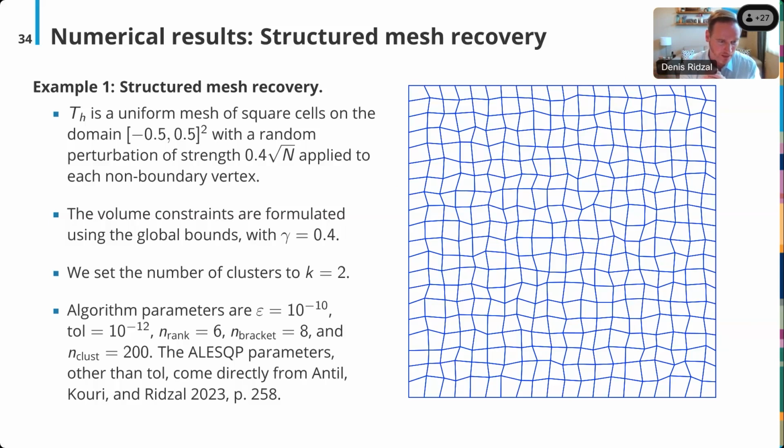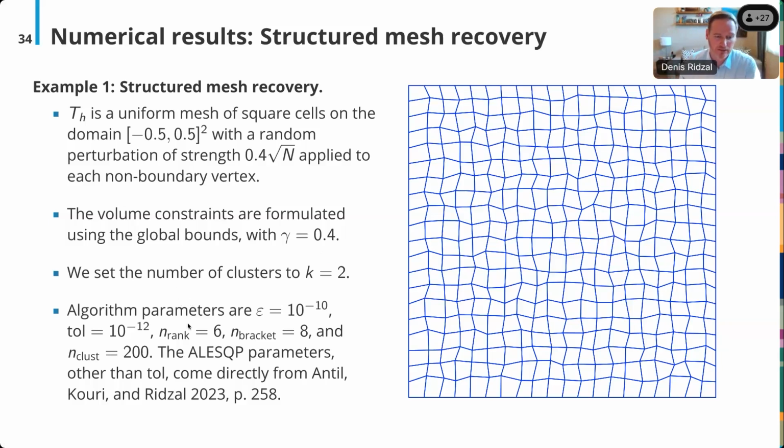The volume constraints are formulated using the global bounds here, because we're using fairly large perturbations. So we say we want to be within 40% of the global min and max in the volumes. And that will basically allow for the entire mesh to relax to a single cell.